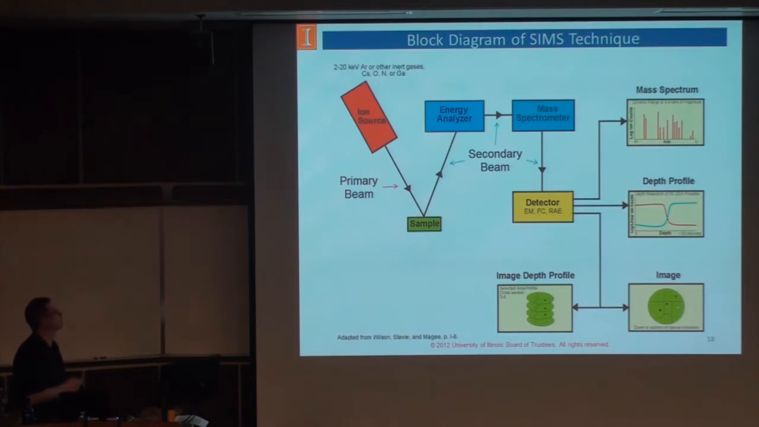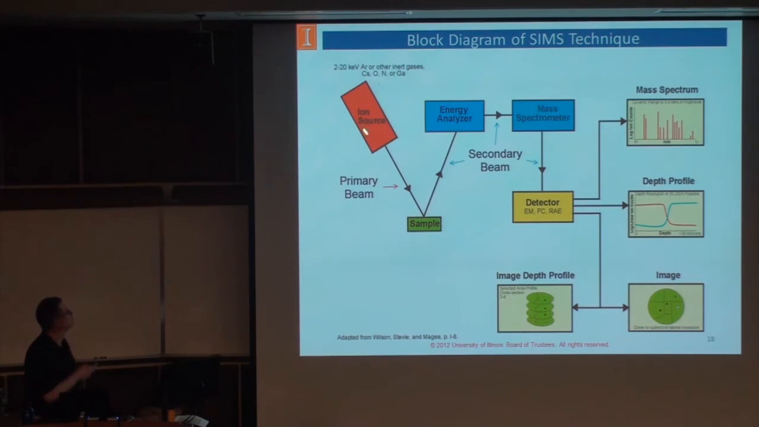So this is a block diagram of the SIMS technique. We have a primary beam of ions that come in and hit the sample, and then after that we call that the secondary ion beam, similar to secondary electrons in an SEM.